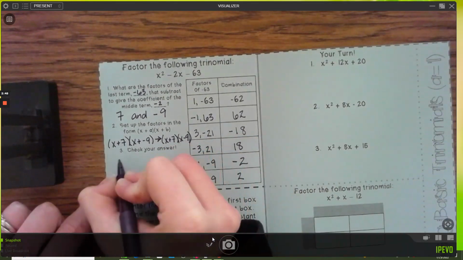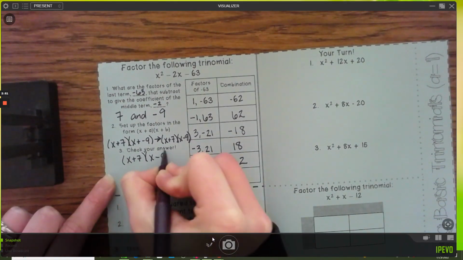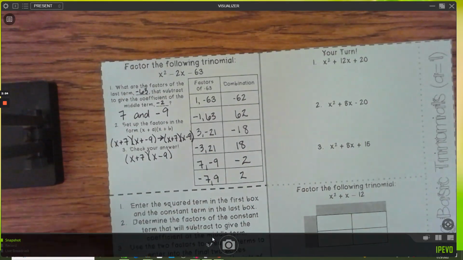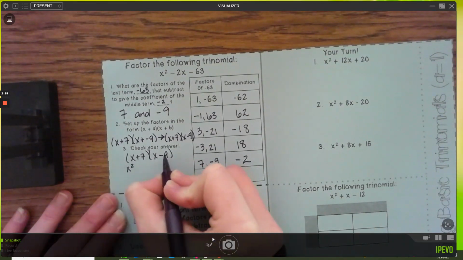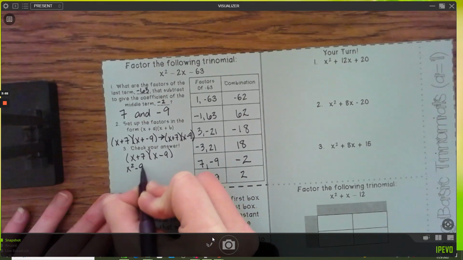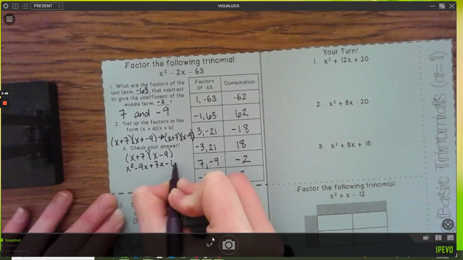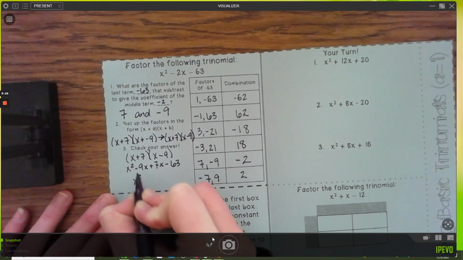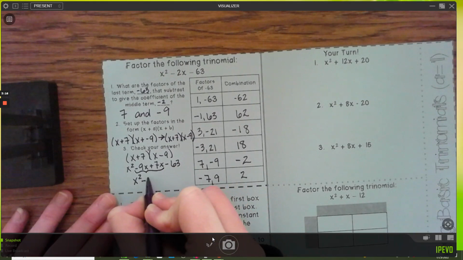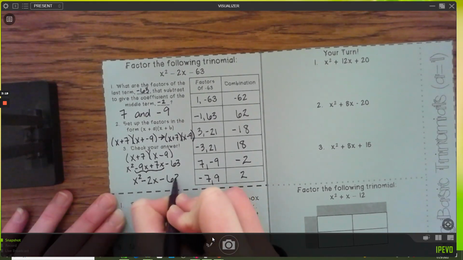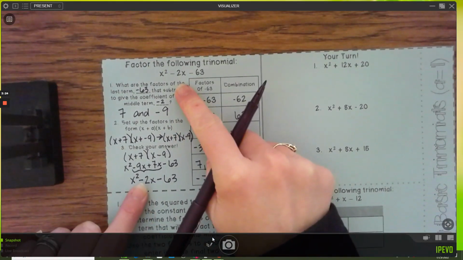And then you can check your work. When we were multiplying polynomials, we used the FOIL method or the array method; any of those will work. So x times x is x squared, x times negative 9 is negative 9x, 7 times x is a positive 7x, and 7 times a negative 9 is negative 63. If I combine like terms, negative 9x and positive 7x give me negative 2x. So by working backwards, I come out with what I started with.